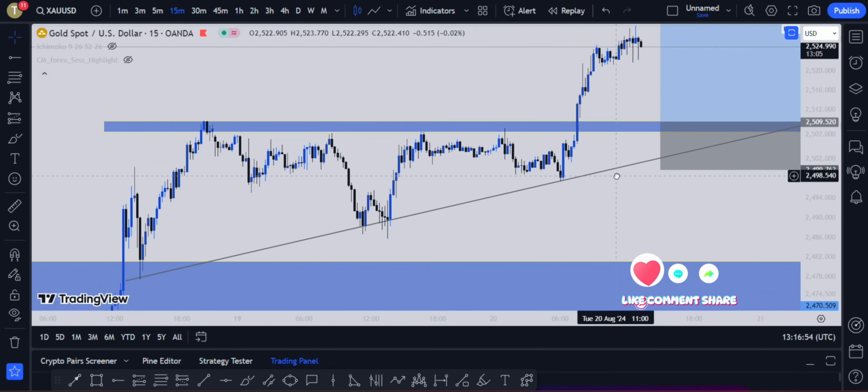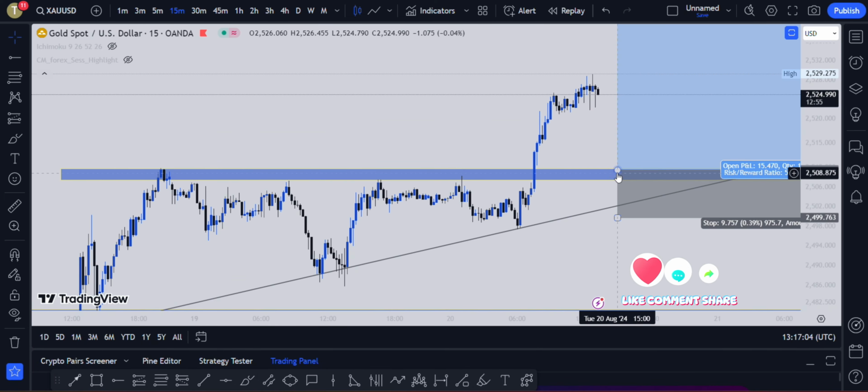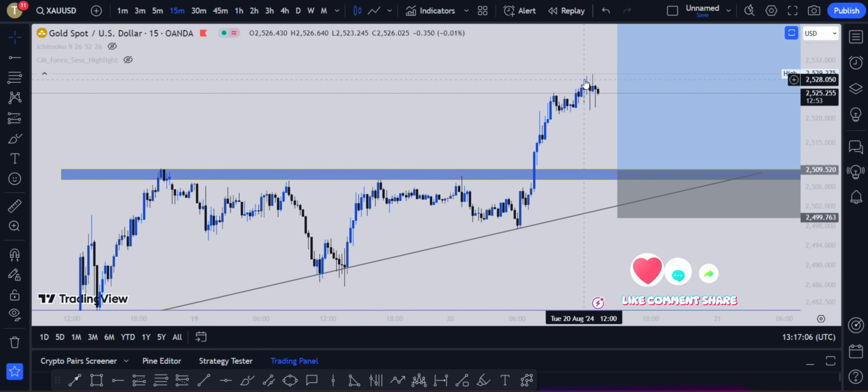So this is another structure. We'll talk about this structure, this V structure, next time. We'll call it an ascending wedge. Price might break through and push down, or if they come here for a retest and break this previous high, we are going in for a buy. So guys, that is all we do on gold on a daily basis.